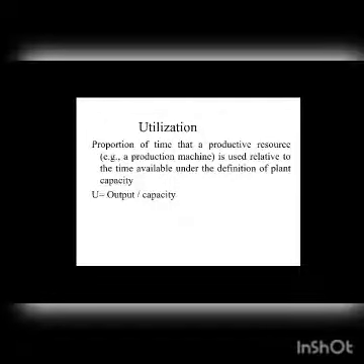Utilization: the proportion of time that a productive resource, or let us say a machine tool, a production machine, is used relative to the time available under the definition of plant capacity. Let us say the plant can work for 8 hours and you use the machine only for 6 hours, then the utilization is 3/4, 75%. Likewise, the proportion of time that a productive resource is used relative to its time available is called utilization.